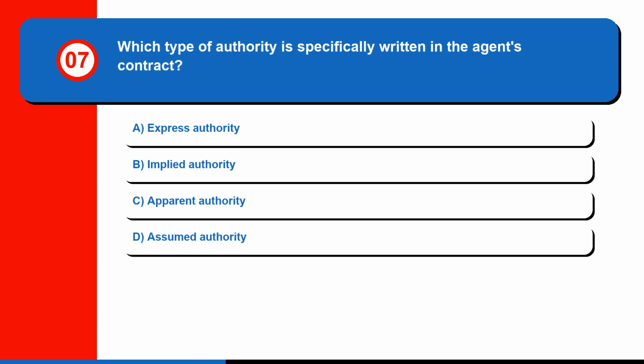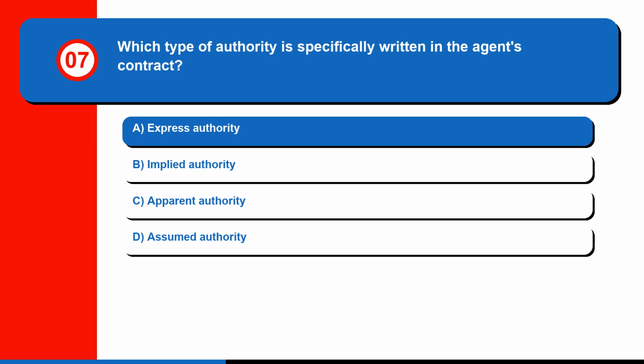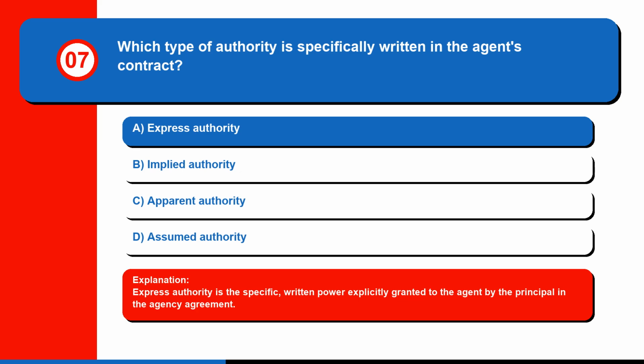Question 7. Which type of authority is specifically written in the agent's contract? A. Express authority, B. Implied authority, C. Apparent authority, or D. Assumed authority. The correct answer is A. Express authority. Express authority is the specific, written power explicitly granted to the agent by the principal in the agency agreement.